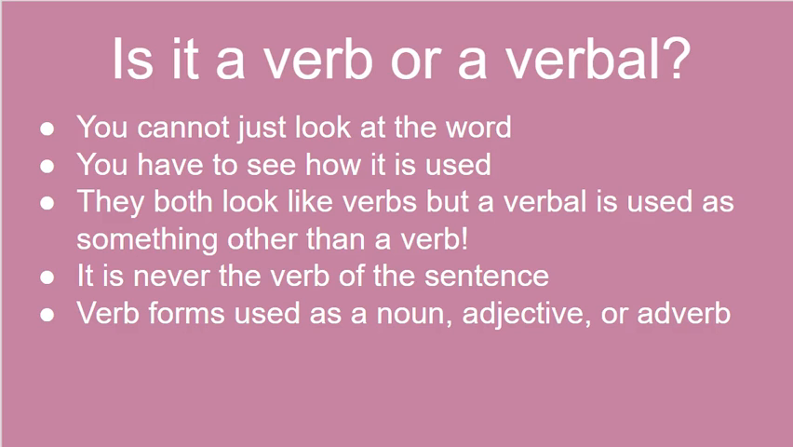So this is whenever the verb forms will be used as a noun, an adjective, or an adverb. So if you see something that looks like a verb, but it's used as a noun, an adjective, or an adverb, then it's a verbal. If it looks like a verb and it's used like a verb, then it's a verb. Please pause this screen and write down the difference between a verb and a verbal.